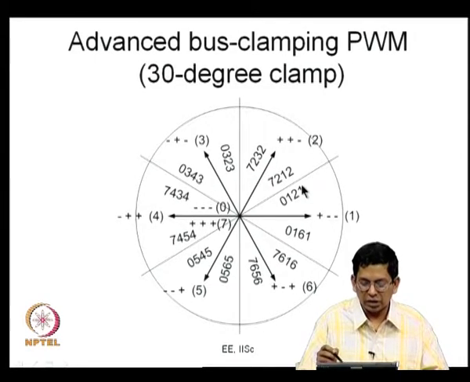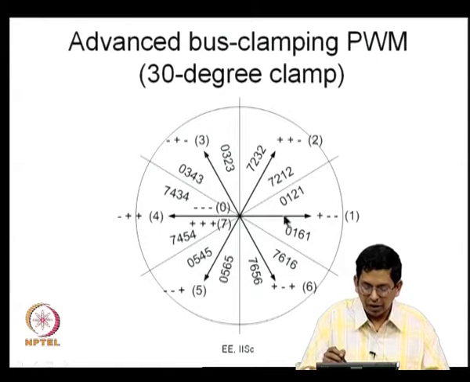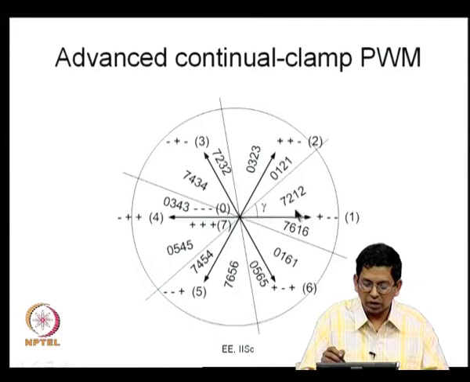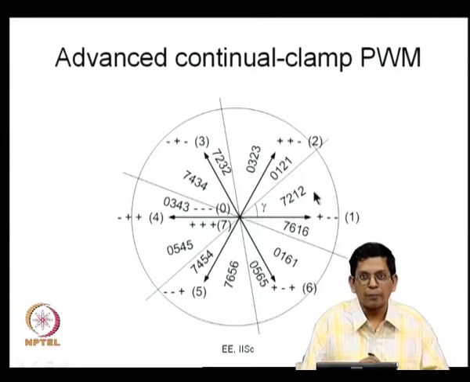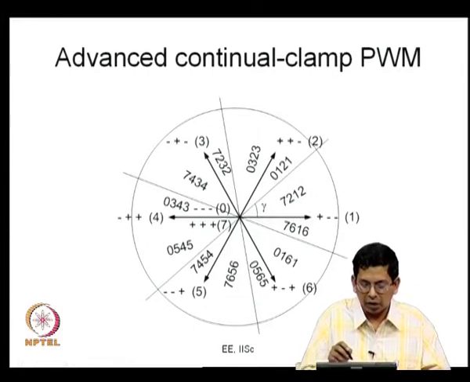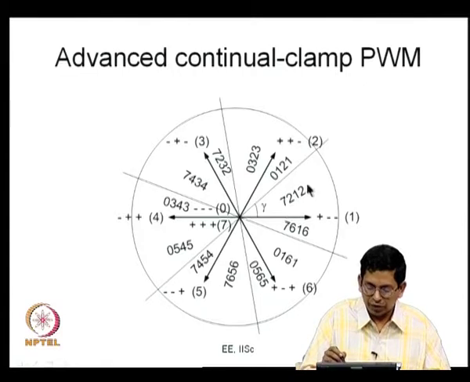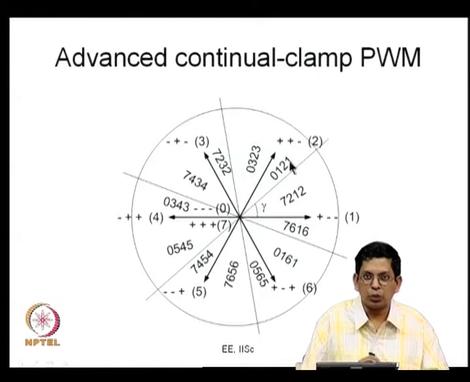So, if you generalize, that becomes 30 degrees. So, this is again, instead of 012 in the bus clamping, you use 0121, and instead of 721, you use 7212. So, this is my advanced continual clamp. Instead of 721 I am using 7212, and instead of 012 I am using 0121.